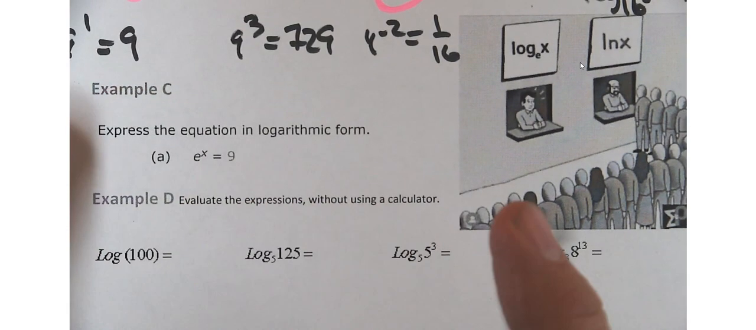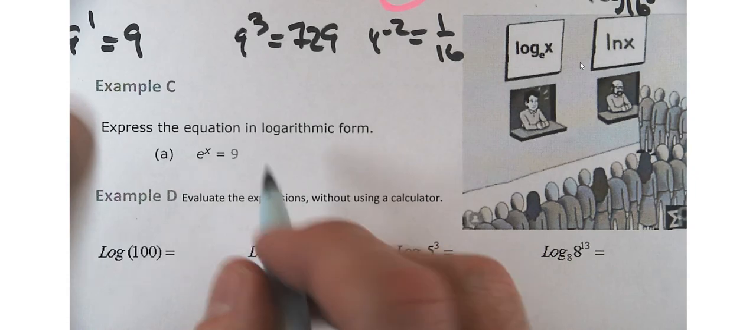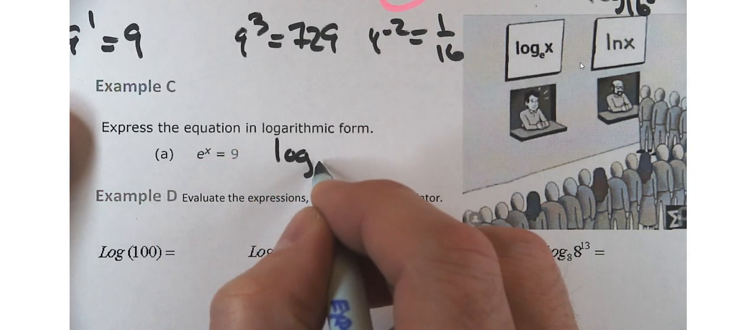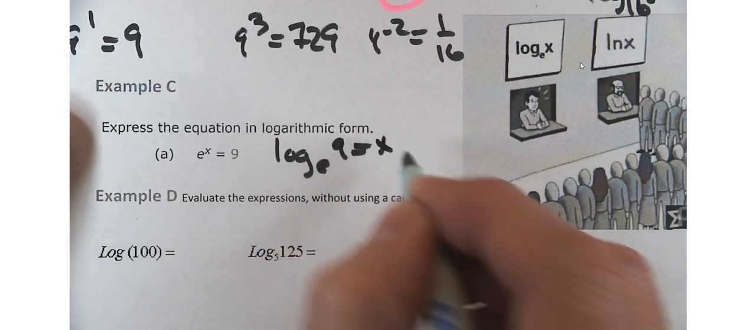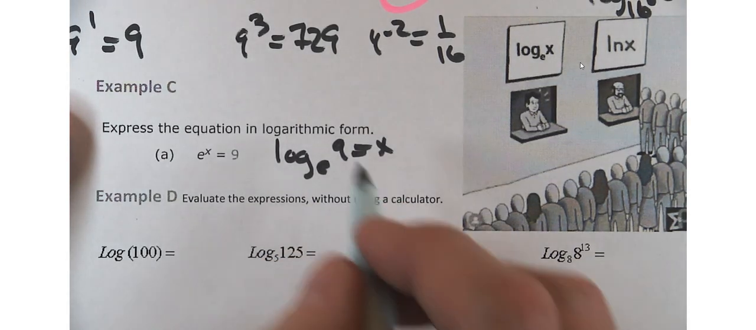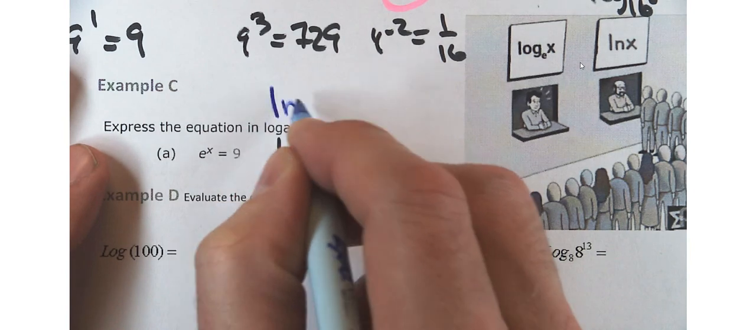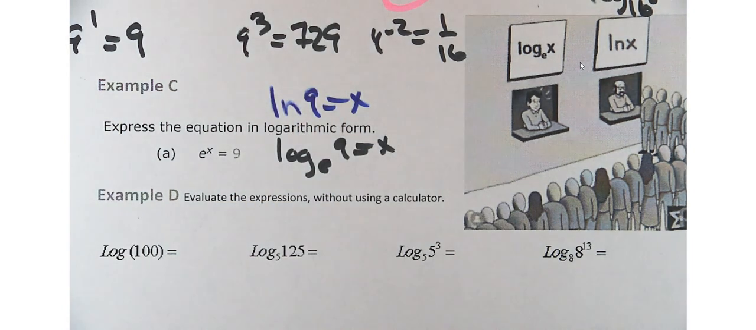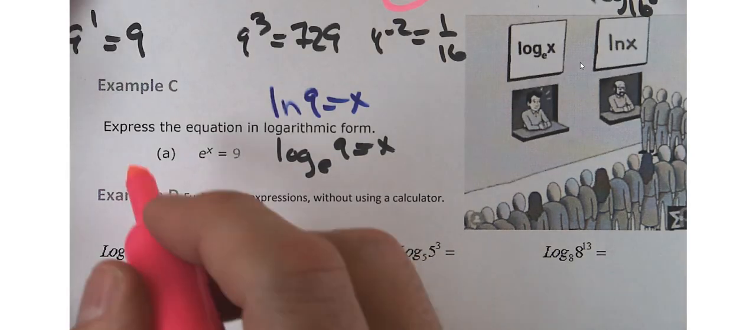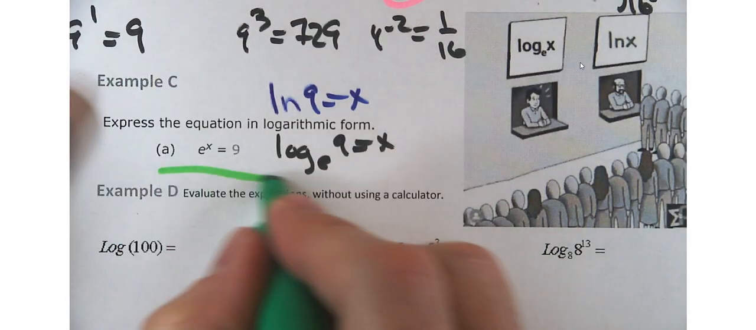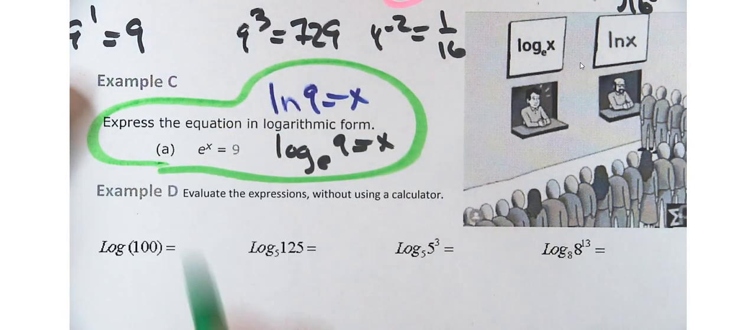There's a couple of ways that I would accept this. If you were to rewrite it using logs, it'd be log base e of 9 equals x. Alternately, you can write it as ln of 9 equals x. They're the same thing. So either one works for this one. And, a little indecision here on my part. Yeah, either one works there.